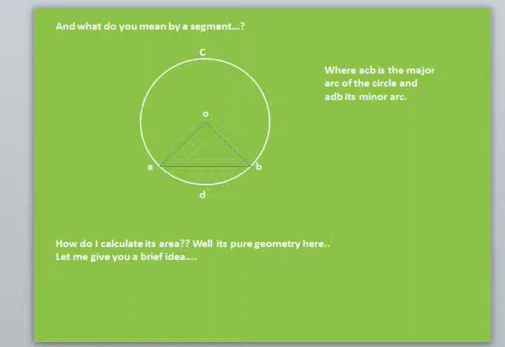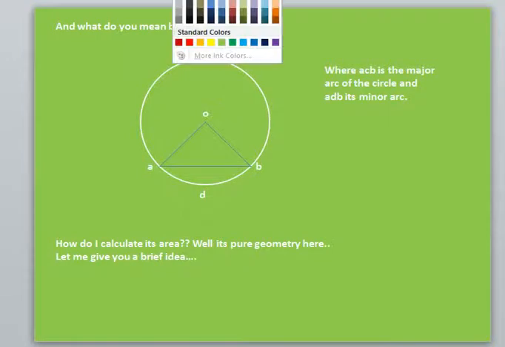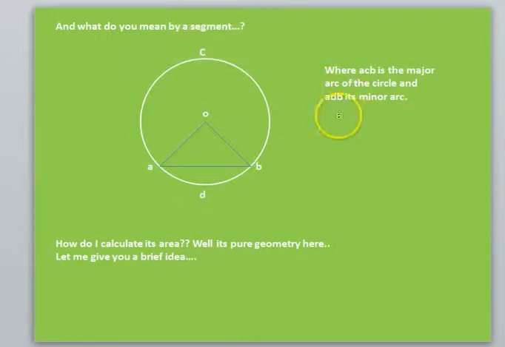What do you mean by a segment? When ACB is the major arc of the circle and ABD its minor arc, with O as center, when I draw AB as a line, this part is known as a segment of a circle, with ABD as the smaller arc and ACB as the larger arc. How can I calculate its area? Well, it's purely geometrical here. Let me give you a brief idea.